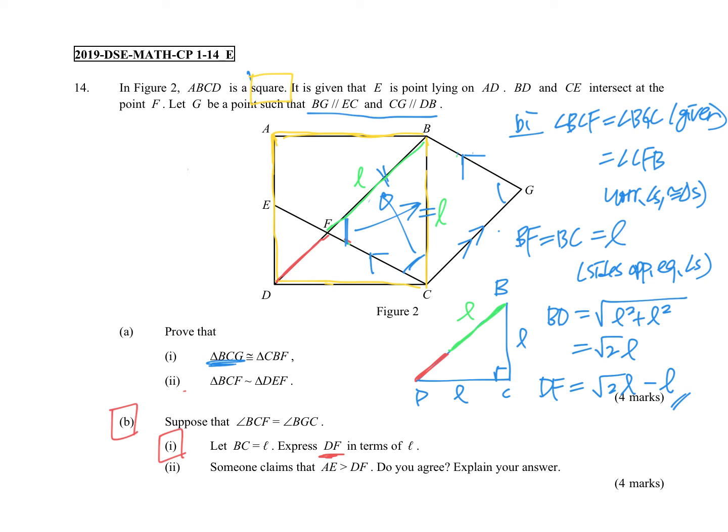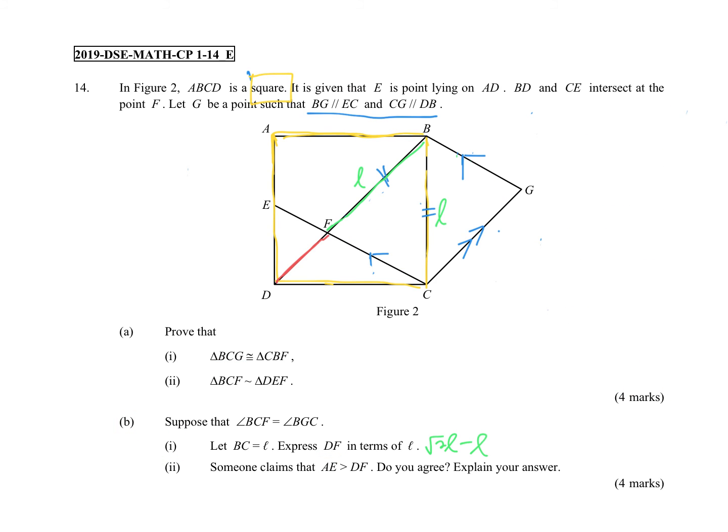First of all, maybe we can use the Pythagoras theorem to find BD. So BD would be the square root of L squared plus L squared, so that will be the square root of 2L squared, which is square root 2 L. And if BD equals square root 2 L, then DF would be square root 2 L minus the green part, so minus L. So that will be part B1.